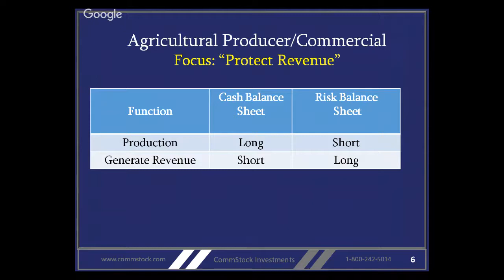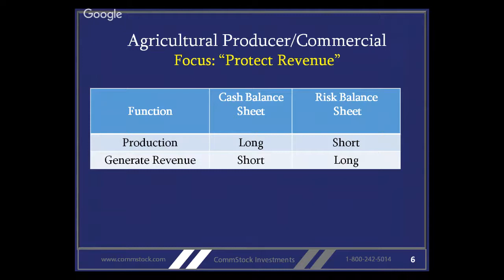So what do? If you're a producer, in very layman's terms, your cash balance sheet, you produce something, be it corn or gold or cattle or whatever it is. You have something that you're going to go put at the end of the day in your freezer or inventory or in a silo or wherever it is. So you're long that product. So your risk balance sheet has to have a short residual and opposite effect.